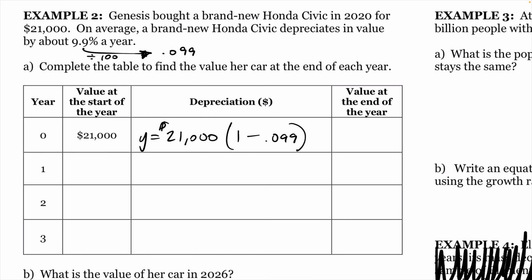What is the time in years on this one? 0. It's not even a year old yet. When you hit enter, what do you get? You get a number that looks familiar: 21,000. So how much is it worth at the beginning of the year? 21,000. Finish the rest.